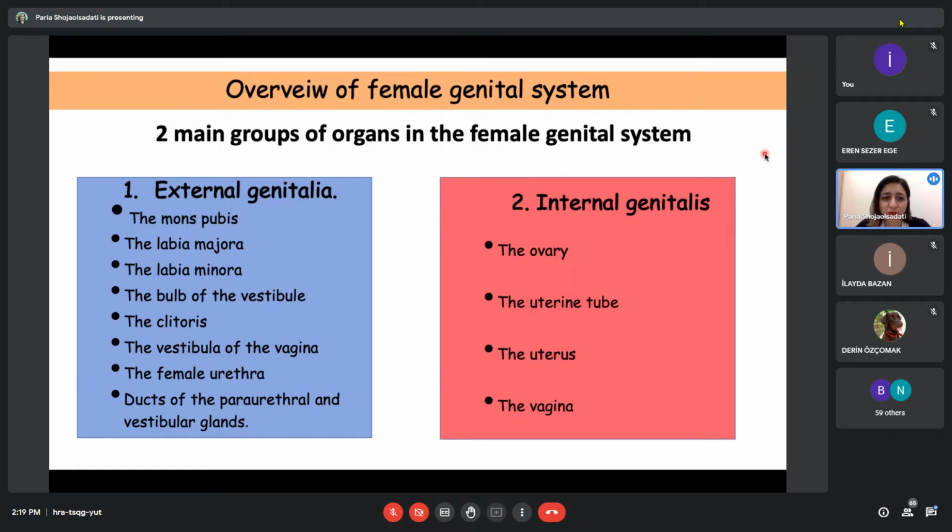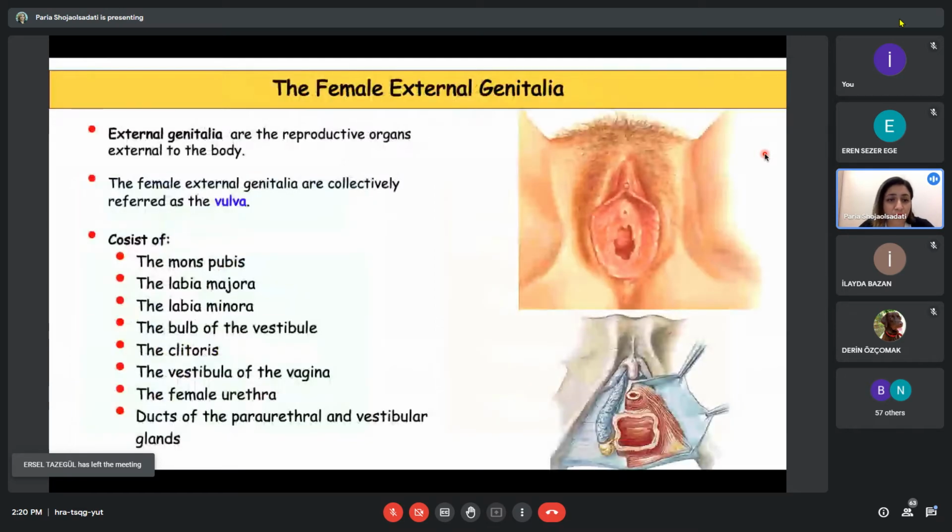The external genitalia in females consist of the mons pubis, labia majora, labia minora, bulbs of the vestibule, clitoris, vestibule of the vagina, the external opening of the female urethra, and the ducts of the paraurethral or vestibular glands. The internal genitalia of the female consist of the ovary, uterine tube, uterus, and vagina. Let's take a look at the structures one by one.